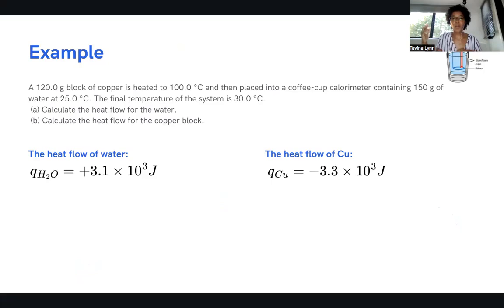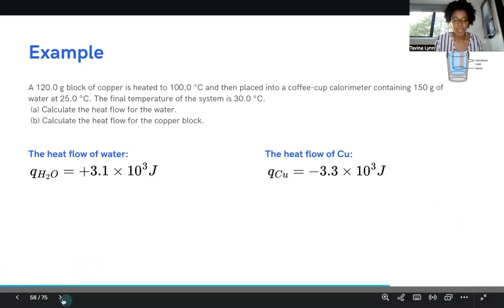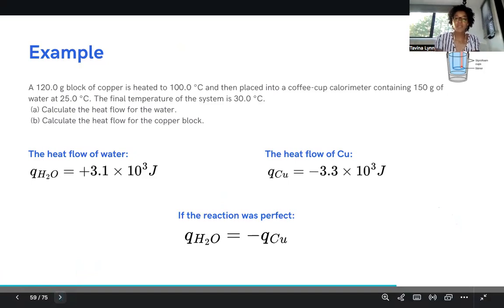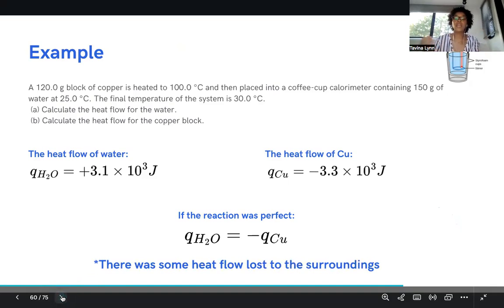All right, welcome back. So the reason is because this was an experiment, right? If the reaction was perfect, then the magnitudes would be equal and we would just see a difference in the sign. So this tells us some heat flow was lost to the surroundings, which we would expect using styrofoam coffee cups, right? This is not a very well insulated calorimeter system. So we do have some heat loss to the surroundings.